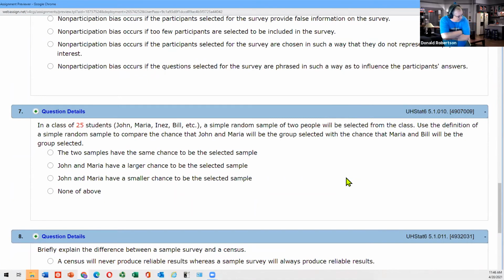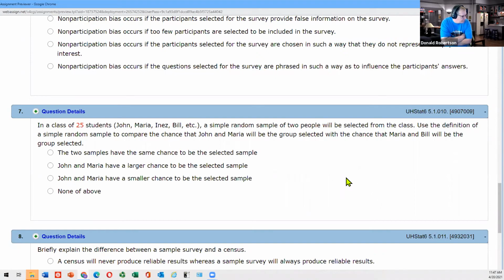Okay, here we go. Let's see what's going on in question 7. In a class of 25 students, John, Maria, Inez, and Bill, etc., a random sample of 2 people will be selected from the class. Use the definition of a simple random sample to compare the chance of John and Maria being in the group selected with the chance that Maria and Bill will be in the group selected.